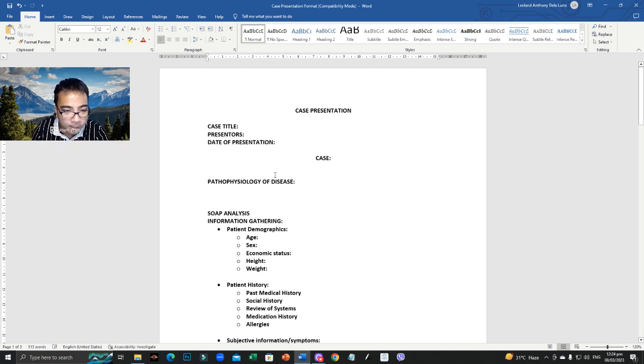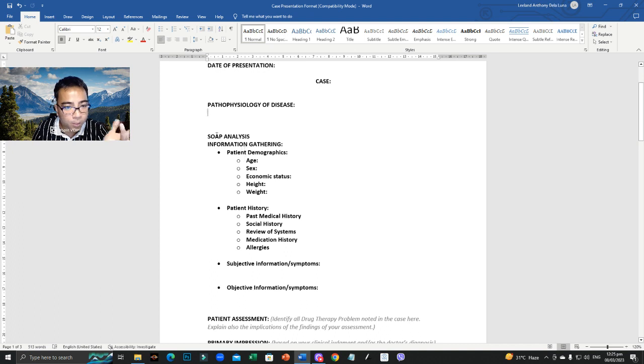Then afterwards, you're going to start with the pathophysiology of the disease. Dito nyo isusulat yung pathophysiology ng disease ninyo, based on the case that you're going to present.